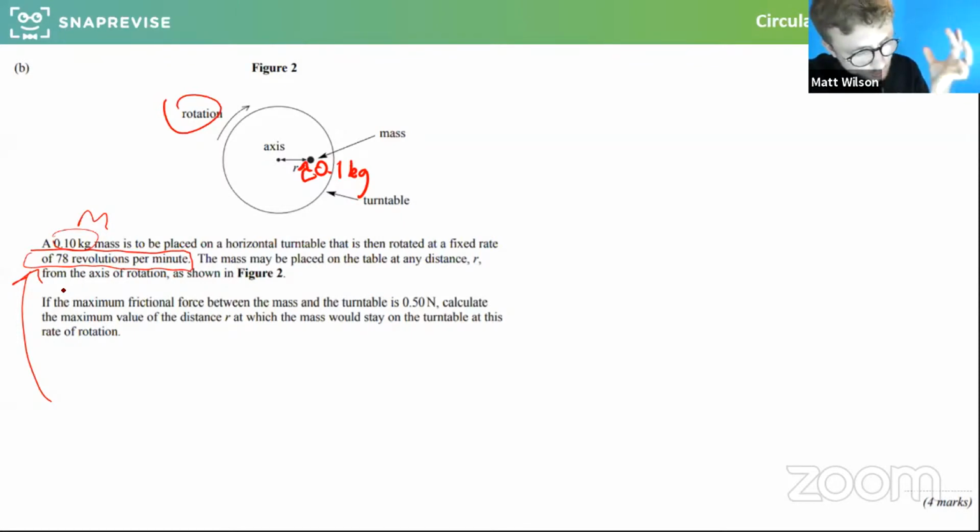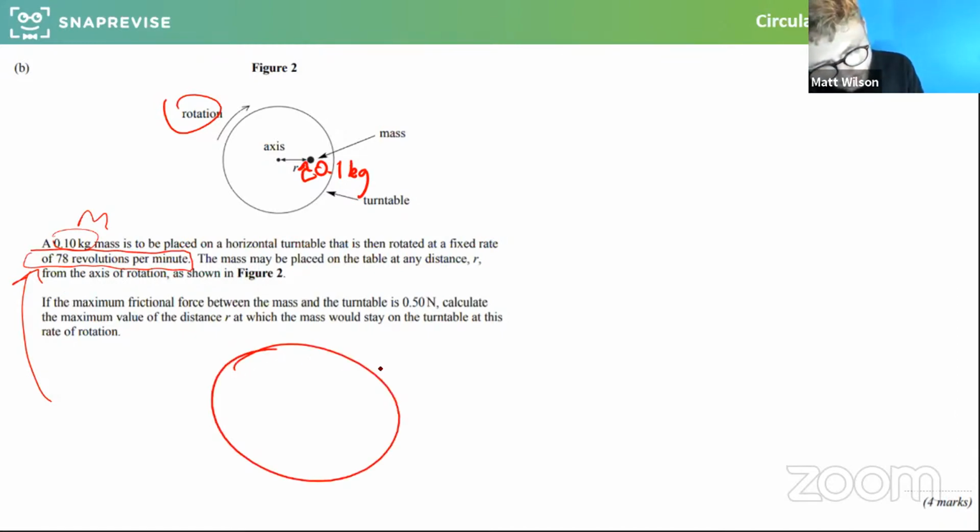If the maximum frictional force between the mass and the turntable is 0.5 newtons, okay, so we're going to have a force on our object that's moving around of 0.5 newtons. Now, this is one of those ones where it's a frictional force that's causing a centripetal force. Calculate the maximum value of the distance r at which the mass would stay on the turntable. Okay, so basically they're asking, if you have this centripetal force, what radius will you be moving at?